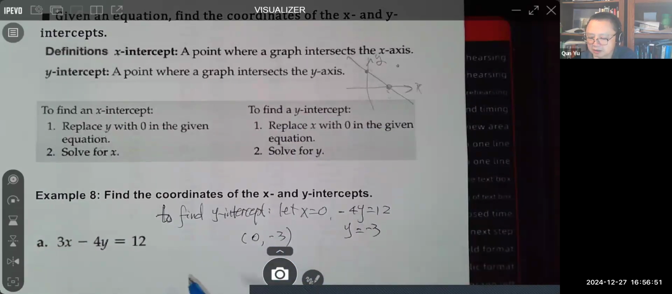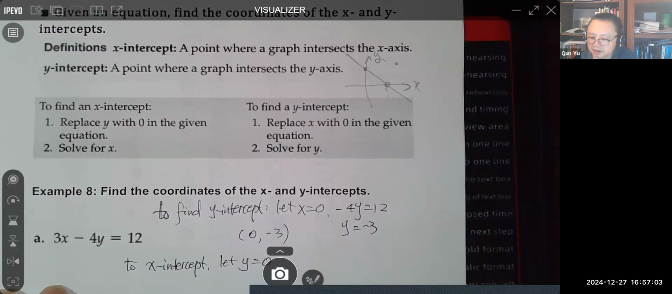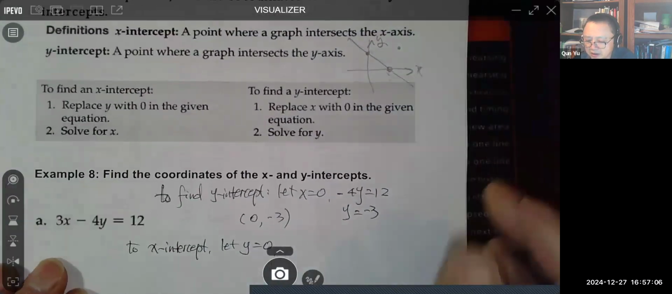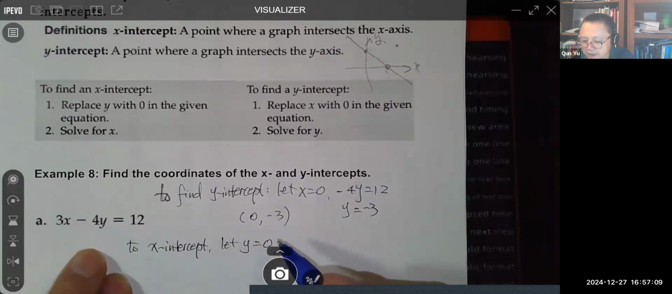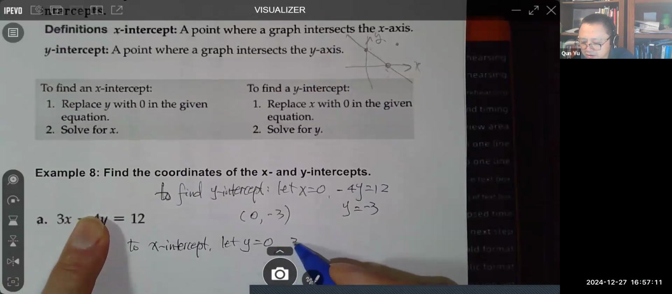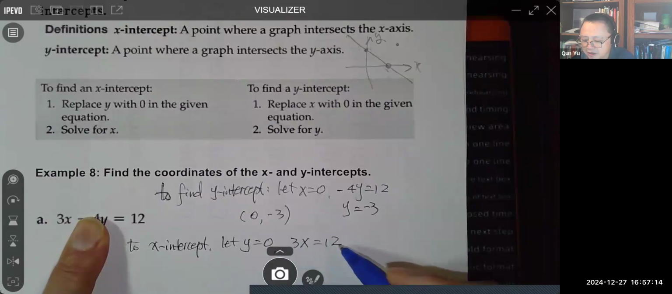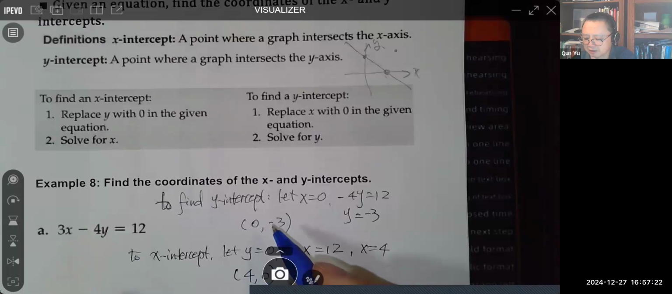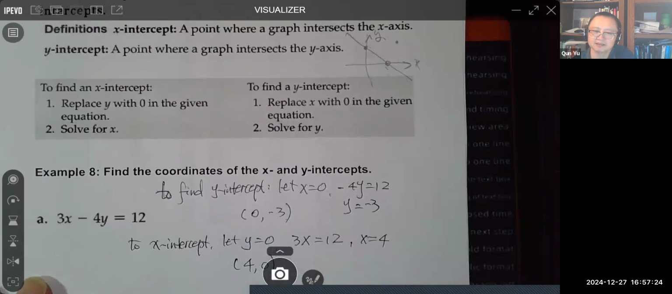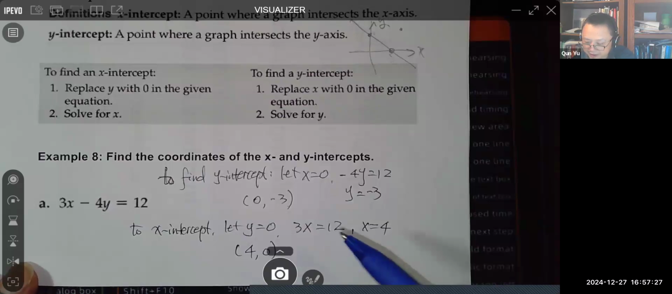Now, in a similar manner, to find the x-intercept, we just let y value be 0 for the same reason. So if y is 0, this whole y term is gone. We get 3x equals 12. We divide by 3 on both sides, x equals 4. So we get (4, 0). So this is our y-intercept, this is our x-intercept. This is the final answer.